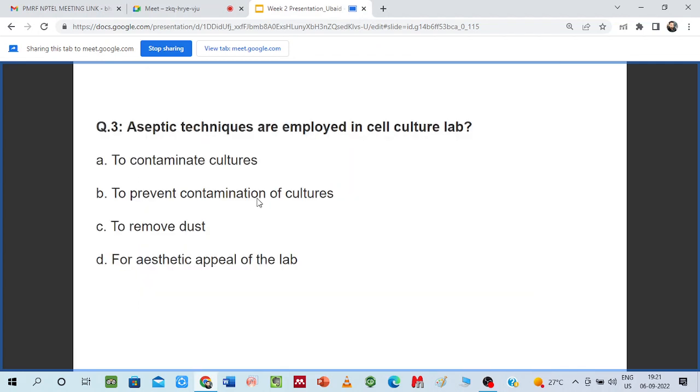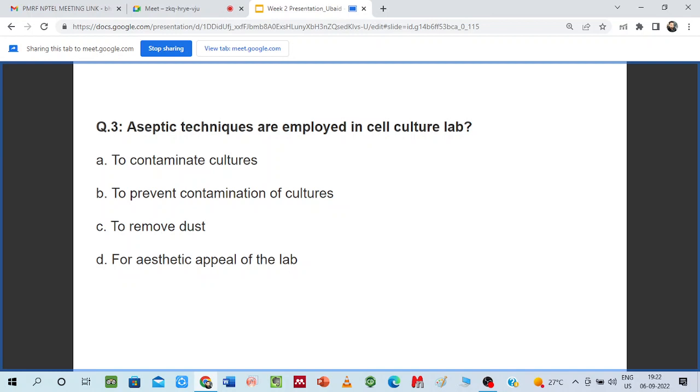Third question: aseptic techniques are employed in the cell culture lab. Answers are: to contaminate cultures, to prevent contamination of cultures, or to remove dust for the aesthetic appeal of the lab. So the answer is B, to prevent contamination in the cell culture lab. As I showed you in the earlier slide, contamination is a very serious problem in cell cultures.